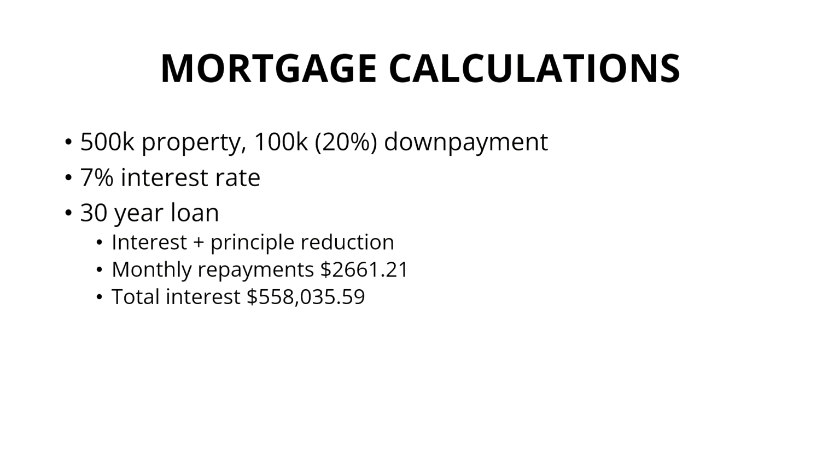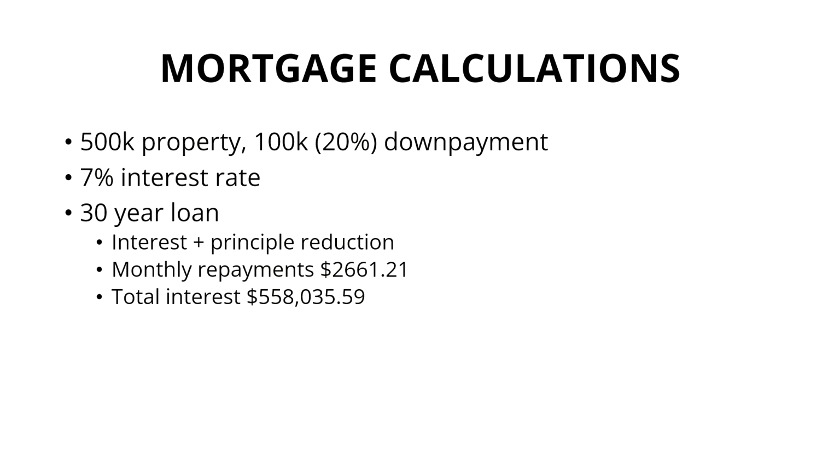So basically, you'll be paying $2,661.21 per month for the next 30 years, and your total interest payment is more than $500,000, which is basically more than what your property was worth when you first bought it. And this is assuming you have principal reduction in your payments.